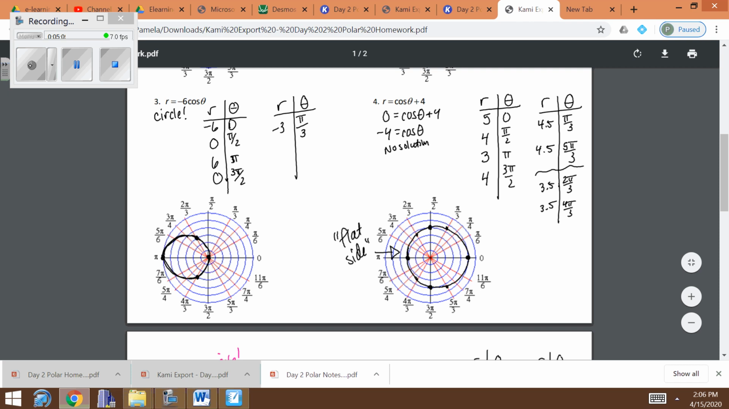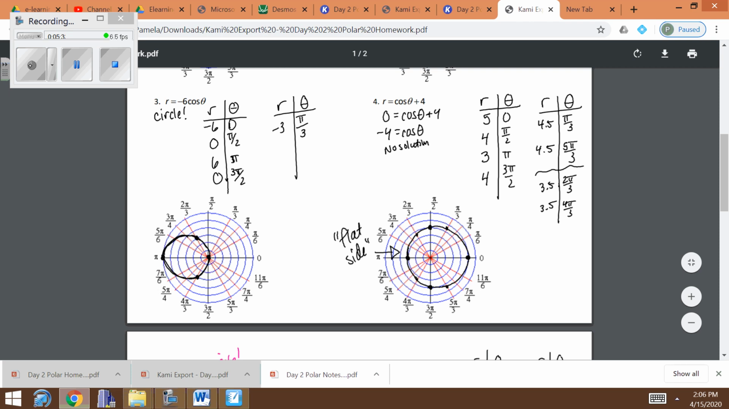But again, we know, if it's cosine, it's going to be symmetric to the horizontal axis. The negative puts it over to the left. That value right there means that the diameter of the circle is going to be 6. I filled in my points just so I could think about it. So we're at negative 6. Then at pi over 2, we're at 0. At pi, we're at positive 6. At 3 pi over 2, we're at 0.